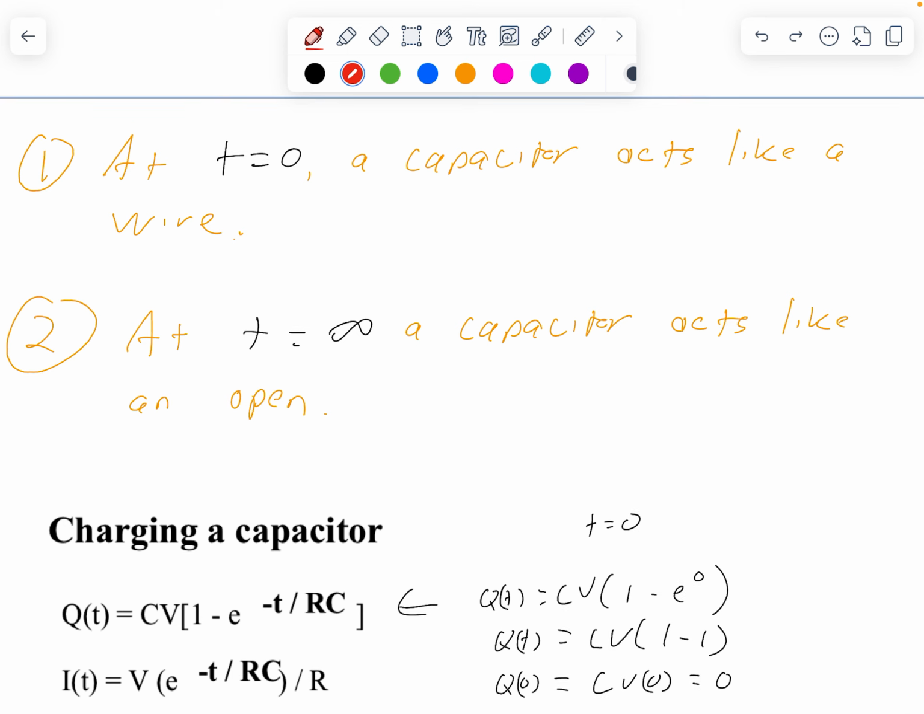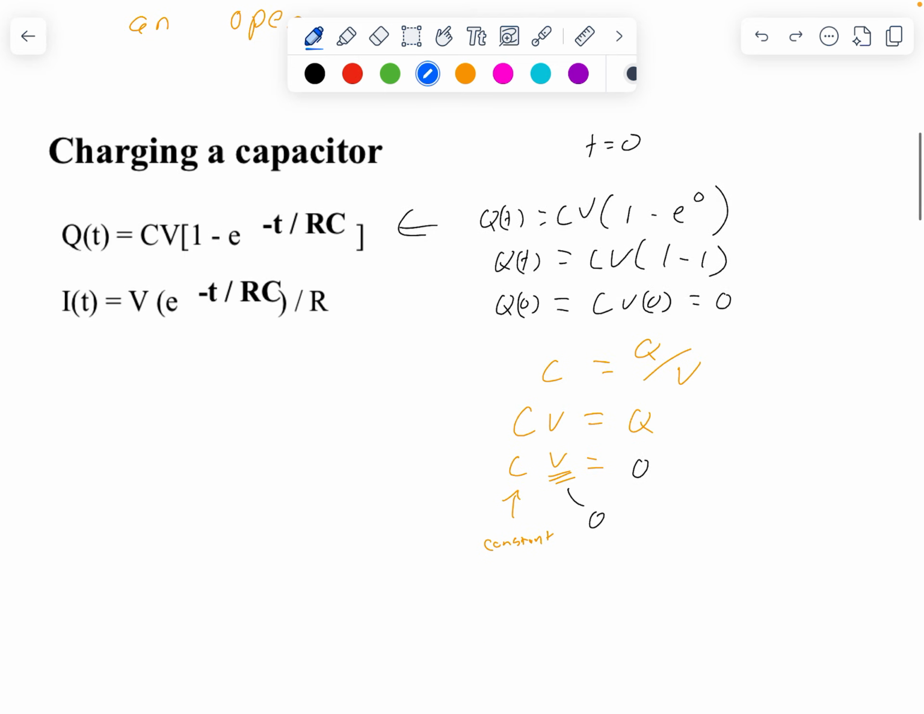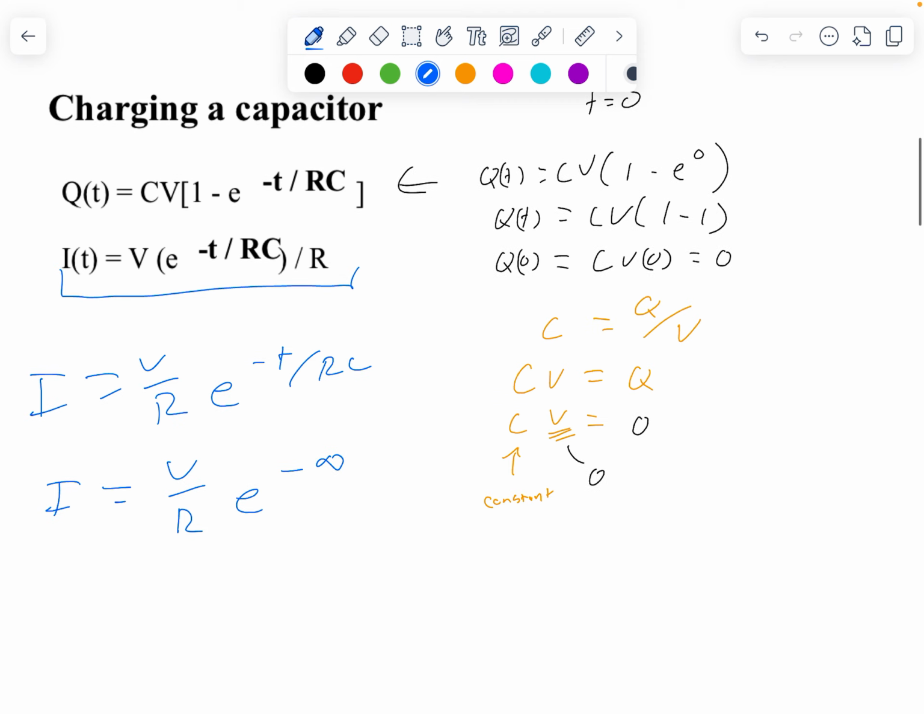Number 2, at time equal to infinity, or after a very long time, the capacitor acts like an open. What do I mean by that? Well, I'm going to look at this equation here. The current through a capacitor is defined as the voltage times e to the negative t over RC, over R. If I write that out, I'm going to put the V over R like that, just so we can focus on the e to the negative t over RC. If I plug in a very big value for the time, and I know it says infinity, but we don't even have to go out to infinity, just conceptually, what does that mean?